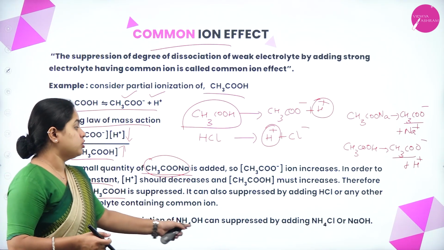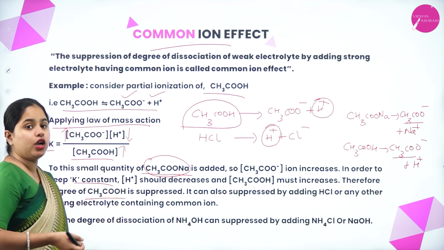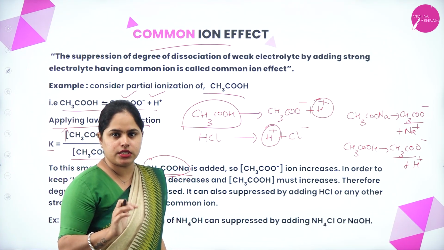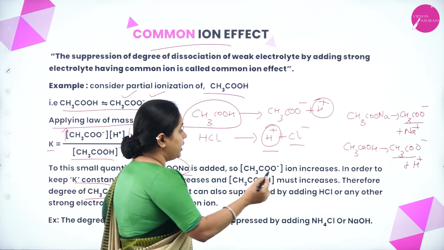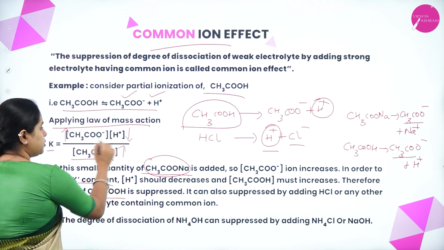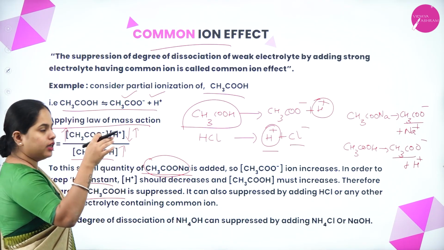It can also be suppressed by adding HCl or any other strong electrolyte containing a common ion. As discussed, HCl can also be used to suppress this dissociation. HCl dissociates into H plus and Cl minus, right? In that case, which will be the common ion? H plus will be the common ion. So if H plus is the common ion, then the concentration of H plus will be more. Right, what should happen?